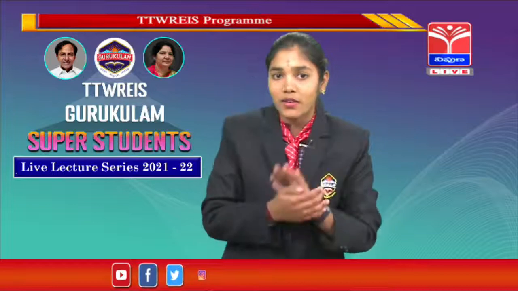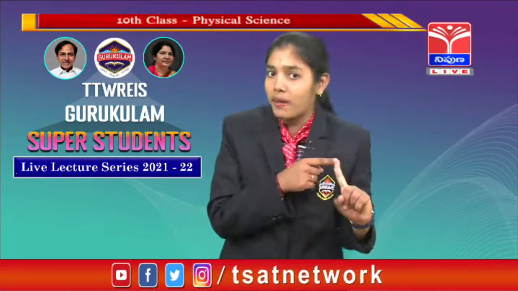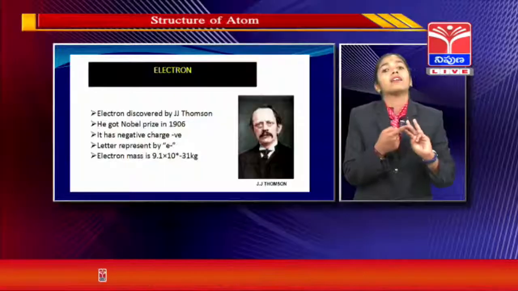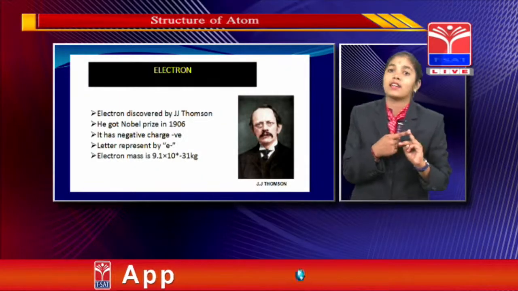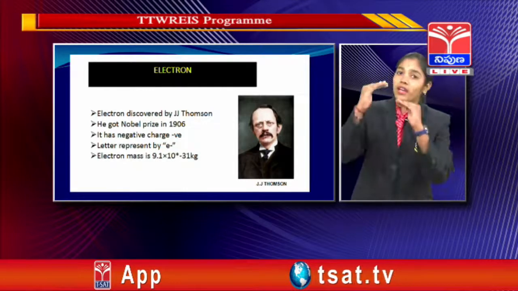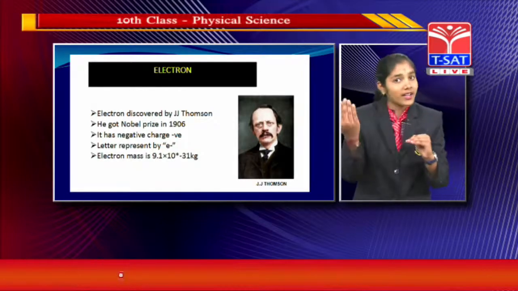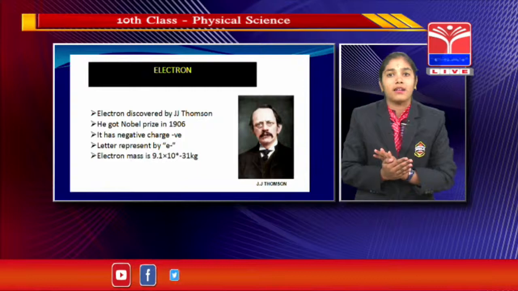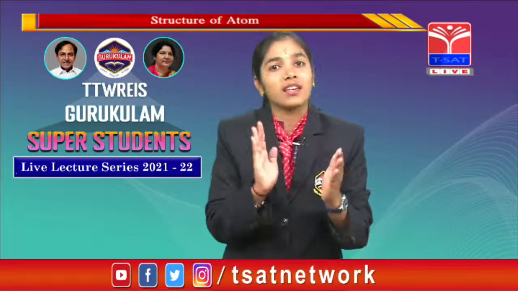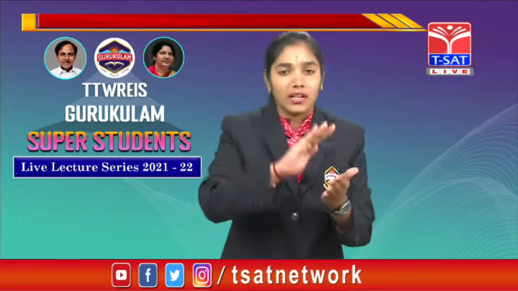I will repeat again, friends. The electron was discovered by J.J. Thomson in the year 1906, and we denote the electron as e to the power of minus, and the electron mass is very small. So, we call it an elementary particle. So, friends, this is the information about the electron, which revolves around the nucleus.